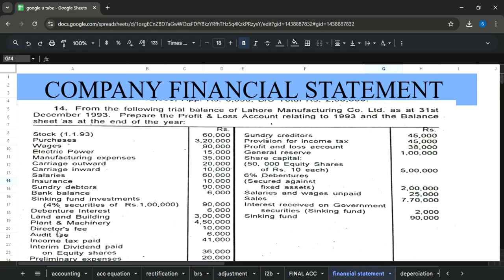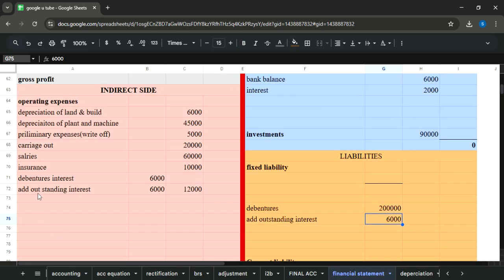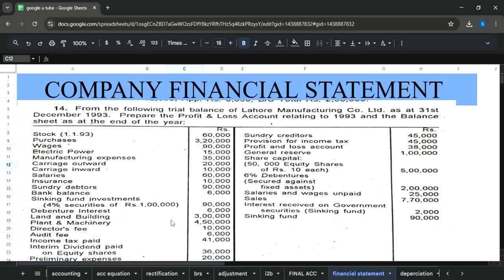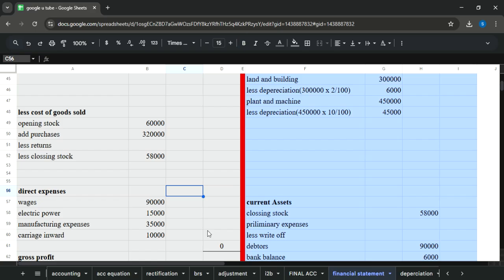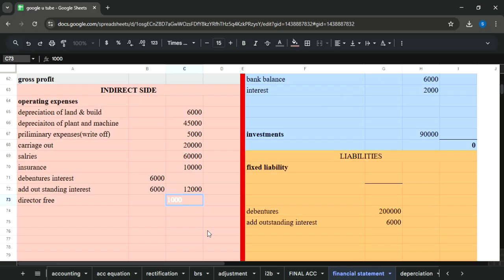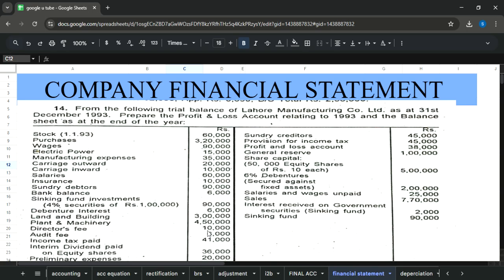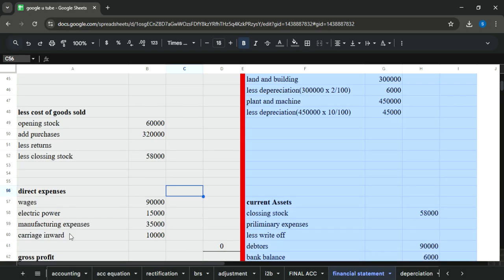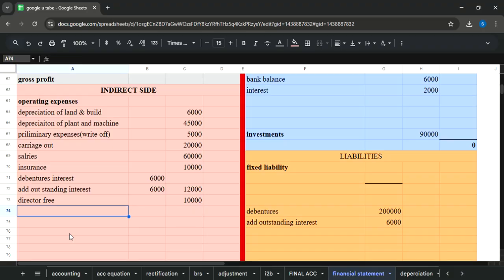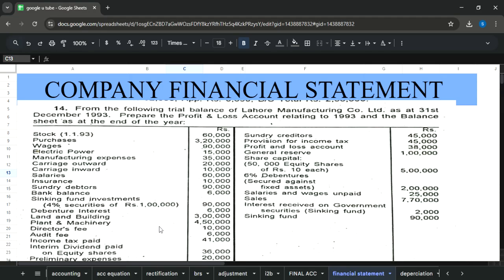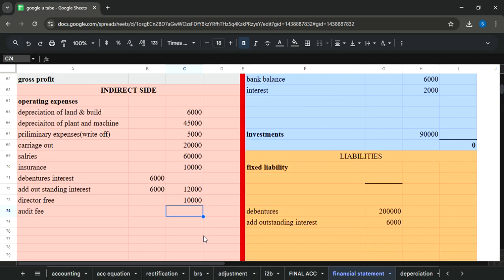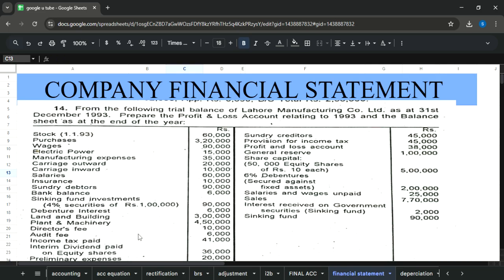Then we have director fee, indirect expenses, director fee would be mentioned. The amount of director fee is 10,000. In operating expenses we will mention this amount. Then we have audit fee, again indirect side. Let's see how much the amount of audit fee is, that is 6,000, and you will mention it on the operating expense side. Then we have income tax paid.